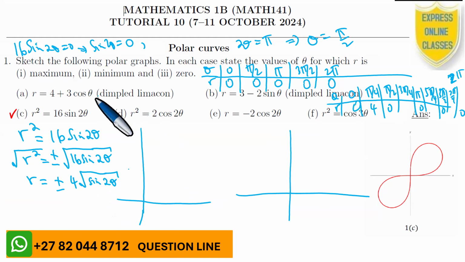Okay, so we're going to first look at the positive. First we sketch the positive, and then we're going to look at the negative square root. We do the positive 4, and we have exactly the sine of 2 pi.